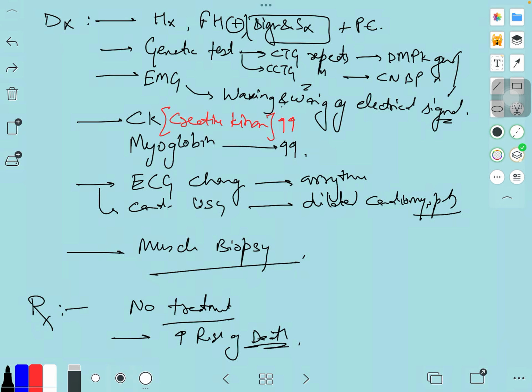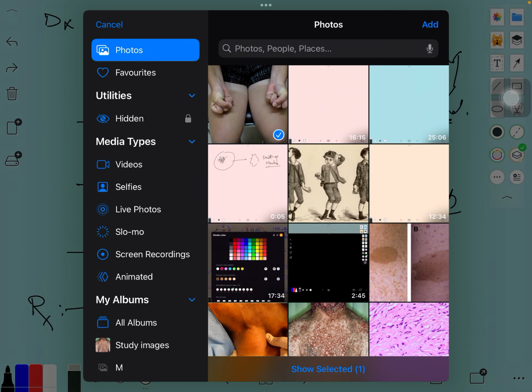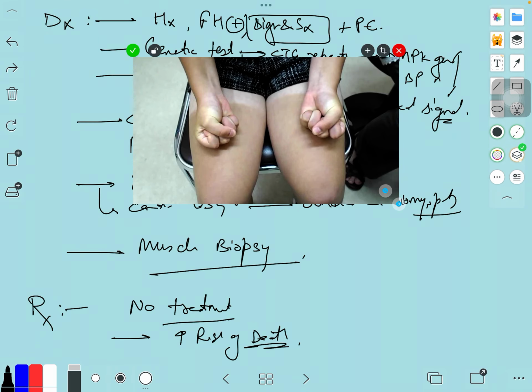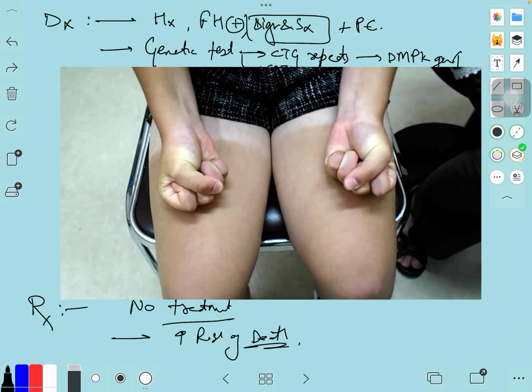Okay, I guess I have one picture for you guys. Let's discuss that picture. So in this picture, as we can see, there is a hand. There is a thumb, fingers 2, 3, 4. These are your thenar and these are your hypothenar muscles. This group of muscles, thenar muscles, hypothenar muscles.